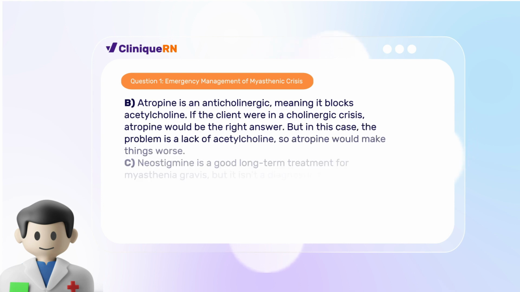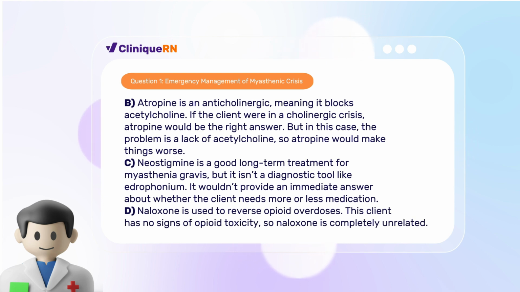B. Atropine is an anticholinergic, meaning it blocks acetylcholine. If the client were in a cholinergic crisis, atropine would be the right answer. But in this case, the problem is a lack of acetylcholine, so atropine would make things worse. C. Neostigmine is a good long-term treatment for myasthenia gravis, but it isn't a diagnostic tool like edrophonium. It wouldn't provide an immediate answer about whether the client needs more or less medication.